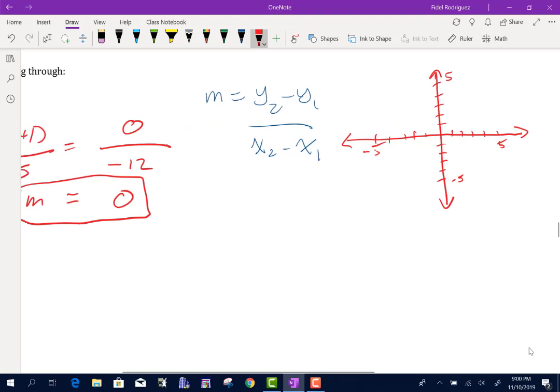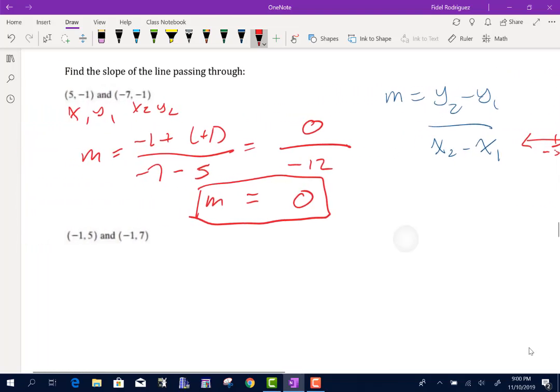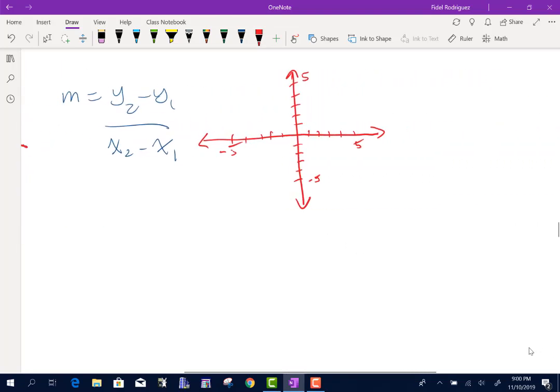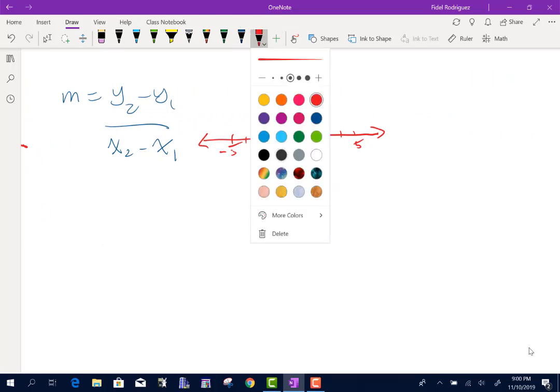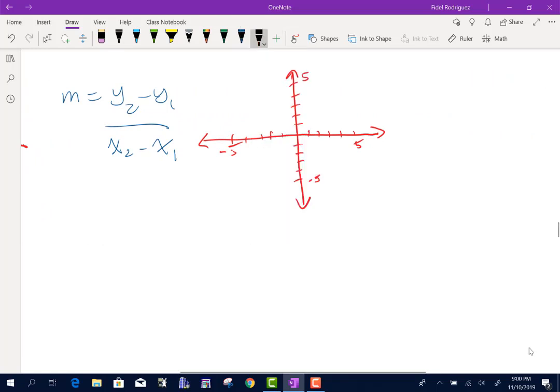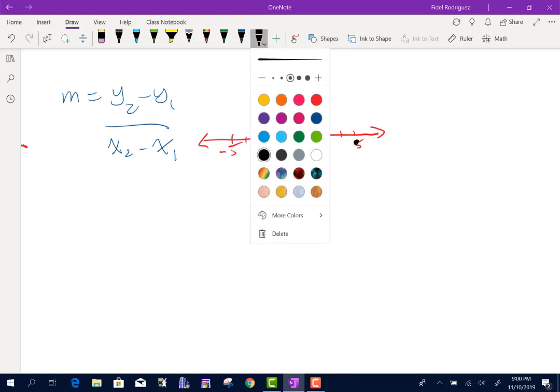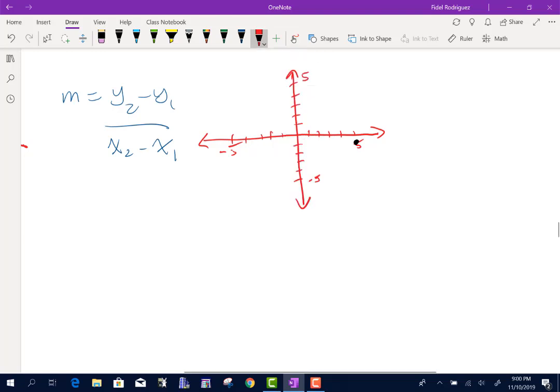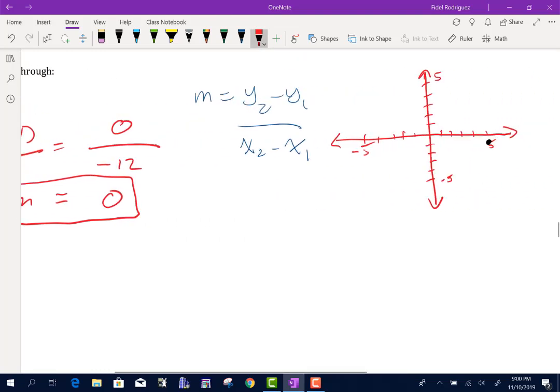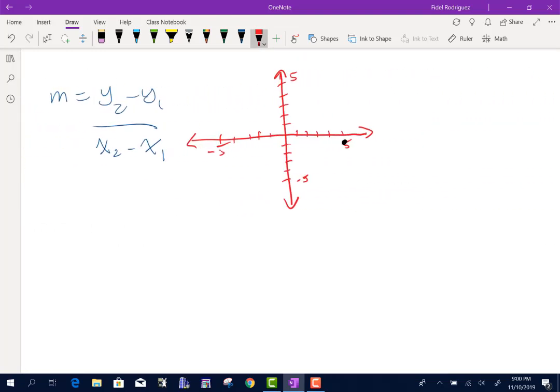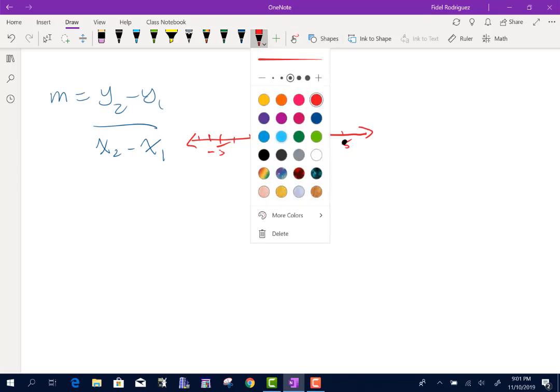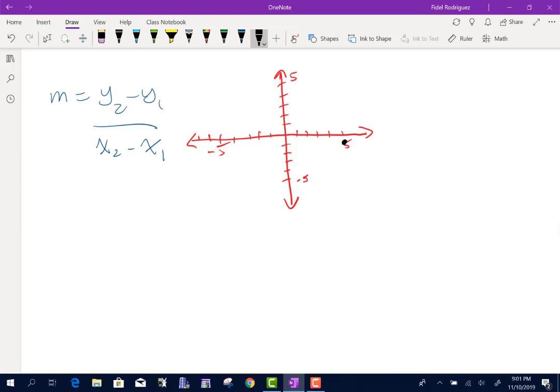So we said the first point, positive 5 and negative 1. So if I were to think about that for a minute, positive 5, negative 1, I go 5 to the right, and then I would go down 1. Okay? And the other one I want to say was negative 7, negative 1. So look, that's negative 5, negative 6, negative 7, and then negative 1 would be right here.